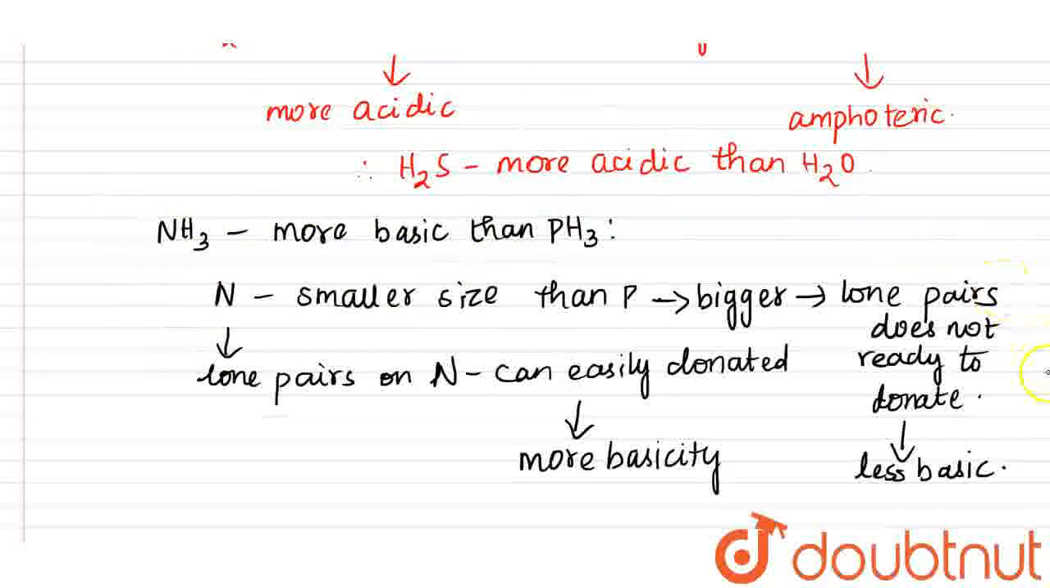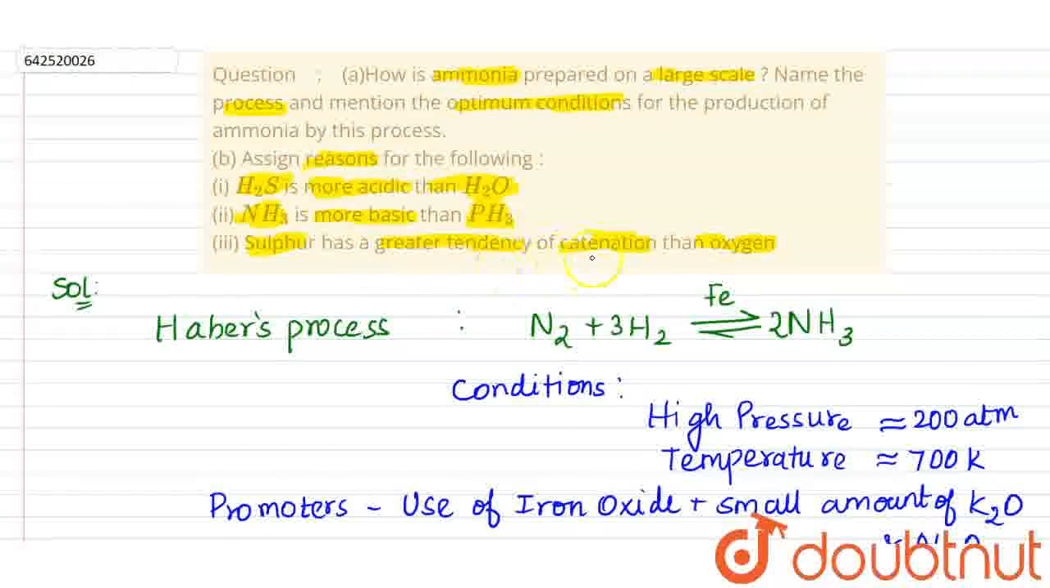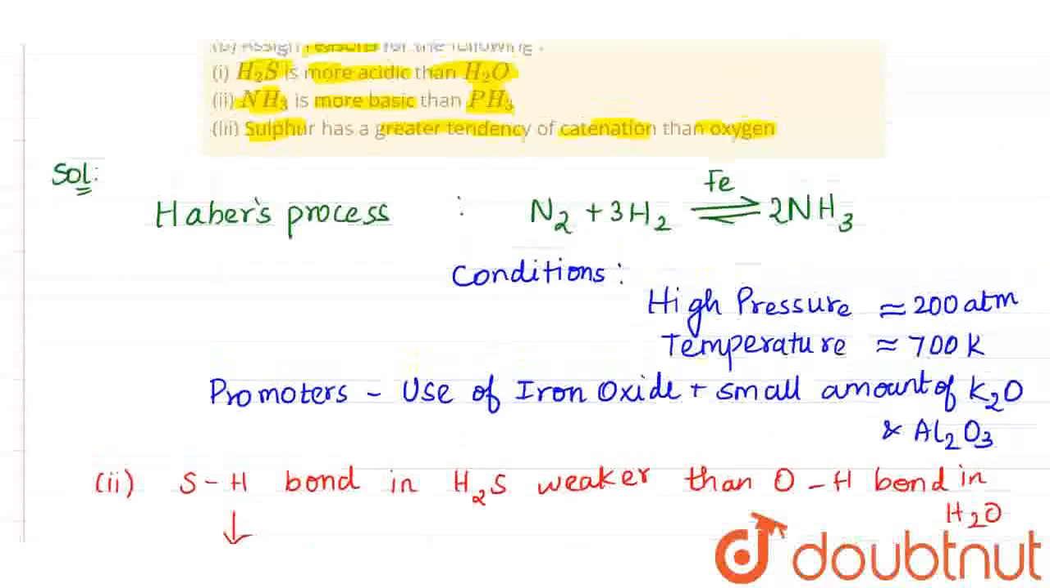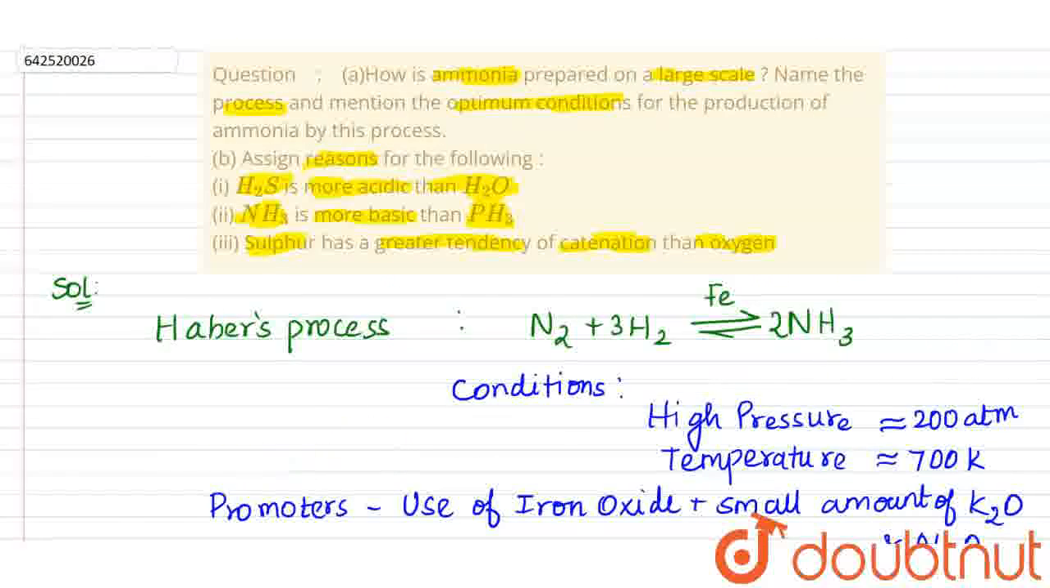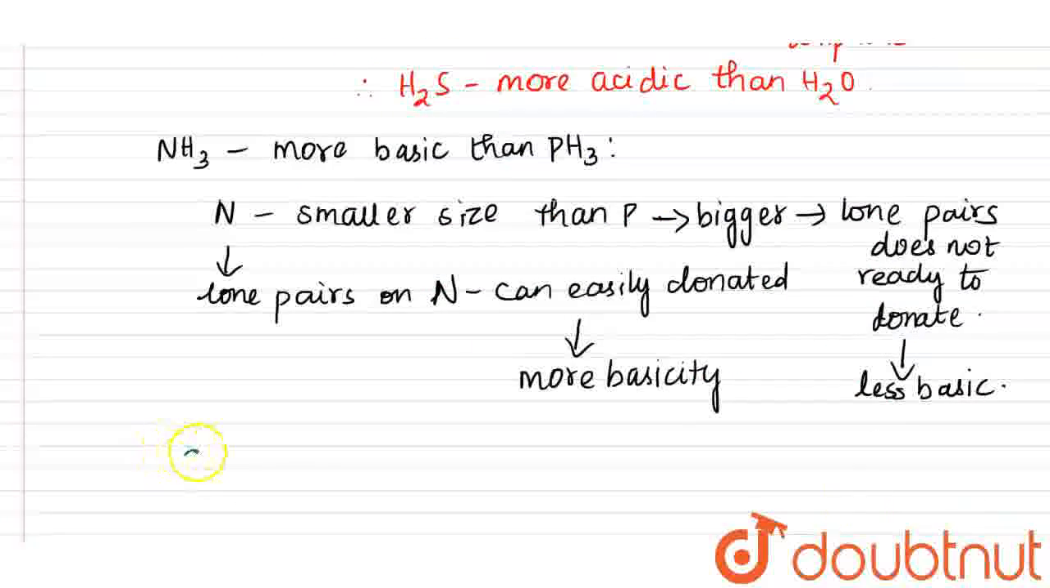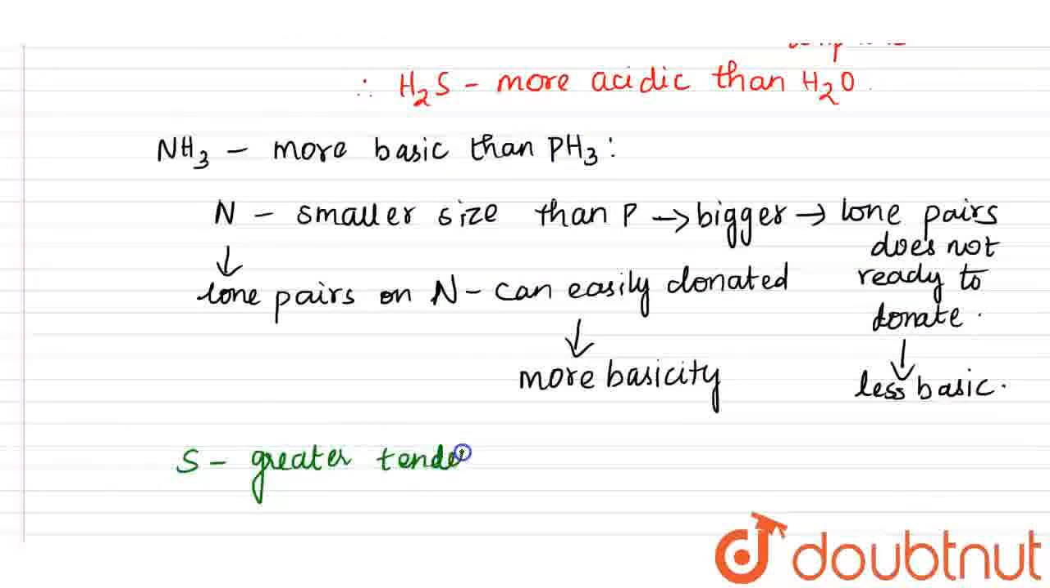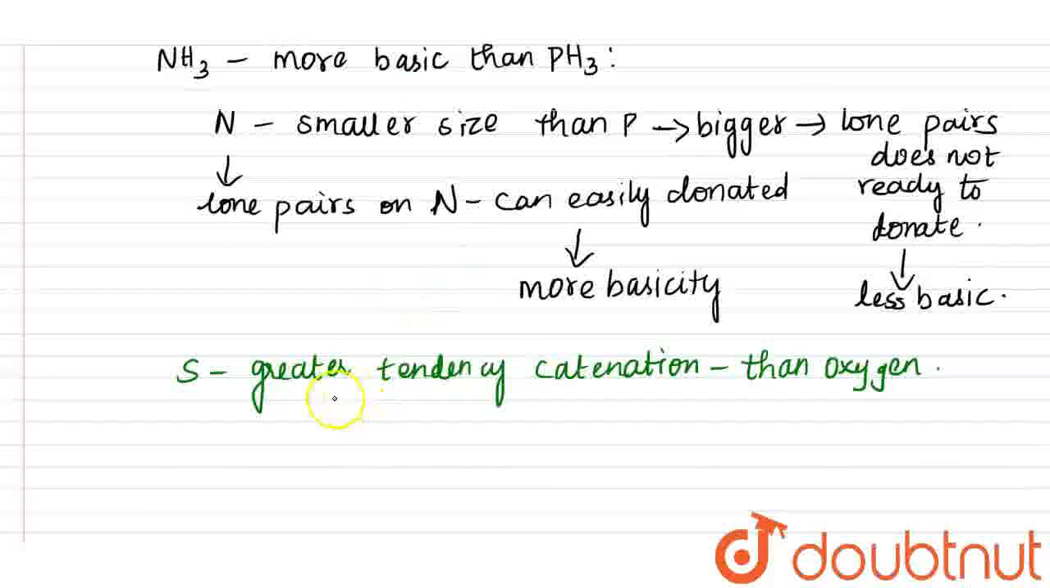And finally, sulfur has a greater tendency of catenation than oxygen. So that is the final one. In this case, the sulfur-sulfur bond is stronger when compared to the oxygen-oxygen bond.